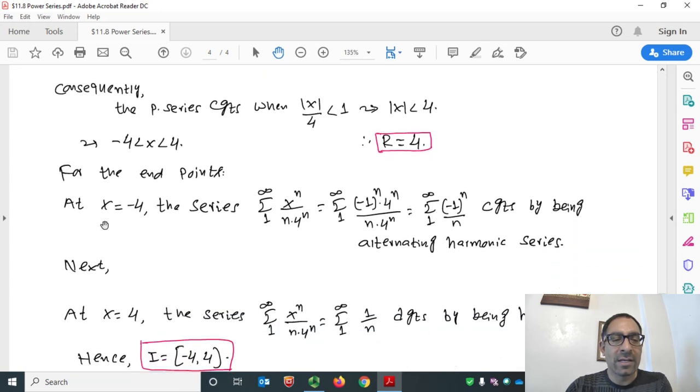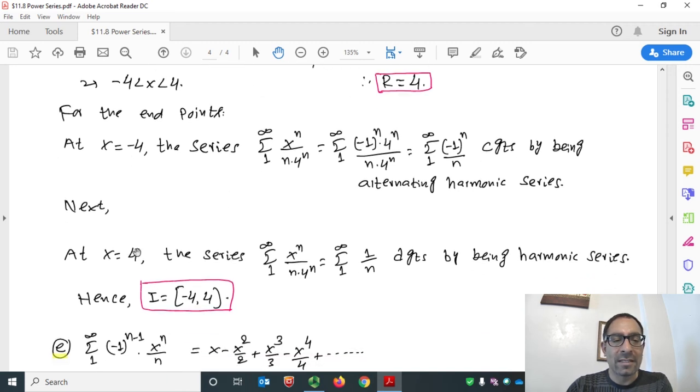At the left-hand endpoint, x equals minus 4, the given series x^n over n times 4^n becomes minus 1 to the power n times 4 to the power n over n times 4 to the power n, which is the same as the summation of negative 1 to the power n over n. We know this is an alternating harmonic series, and it converges. That means we include the left-hand point in our interval of convergence.